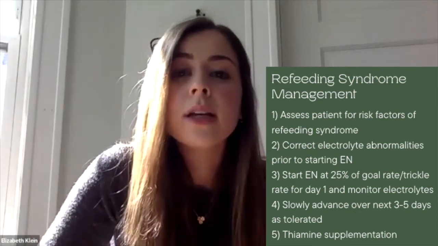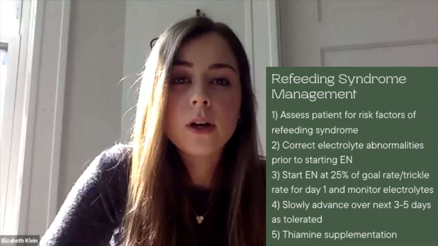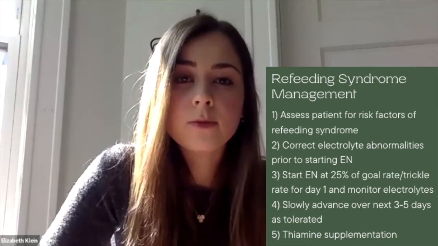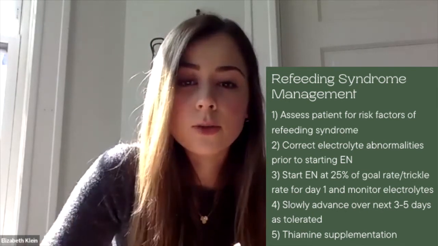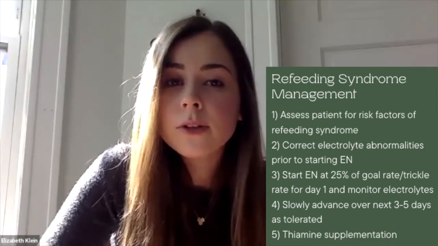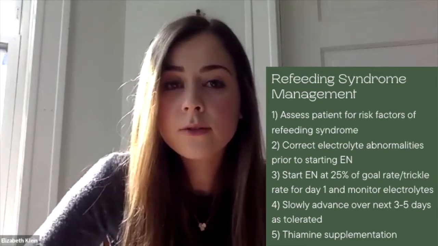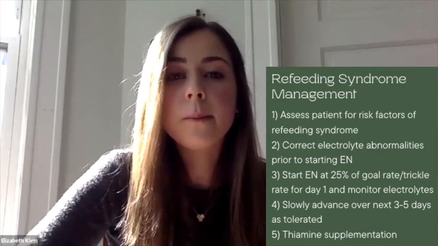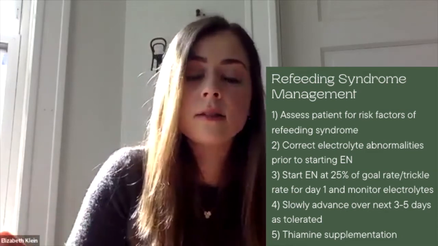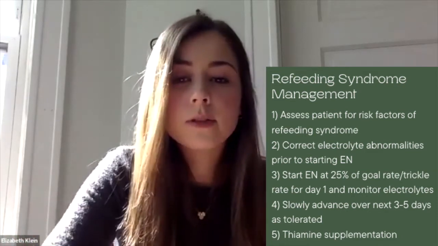Now, let's say their electrolytes do become low again, we would again want to make sure we are repleting those electrolytes before we further advance their tube feeds. So typically, if a patient is refeeding, it can take a few days to slowly advance their feeds so that we're not creating these huge electrolyte shifts. So it's a slow process.